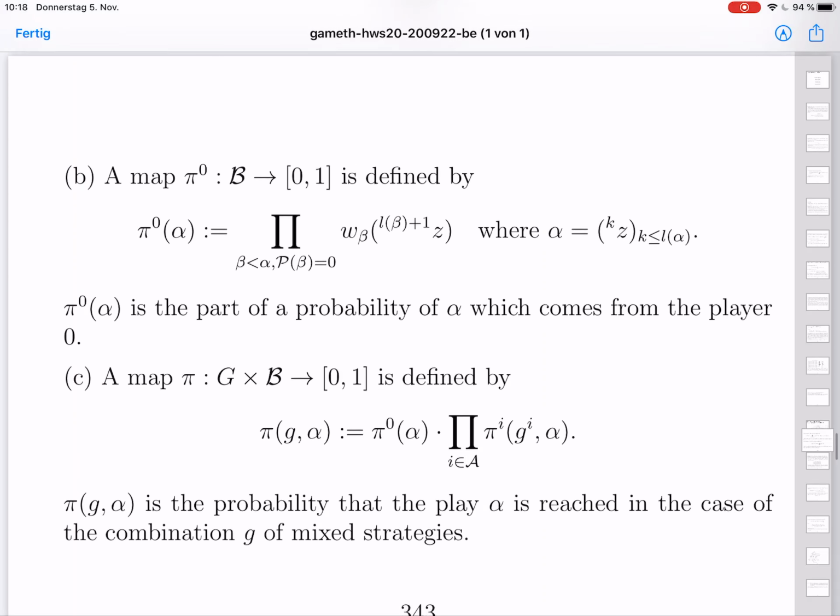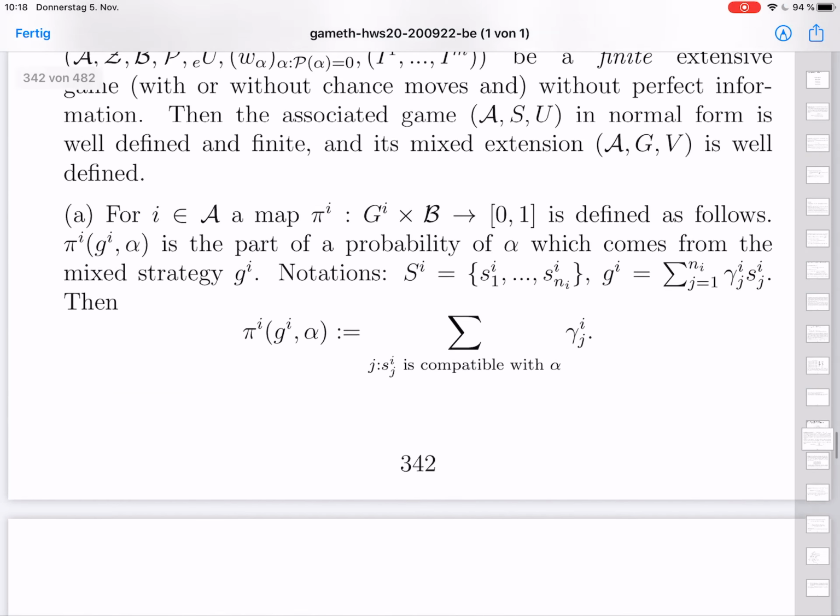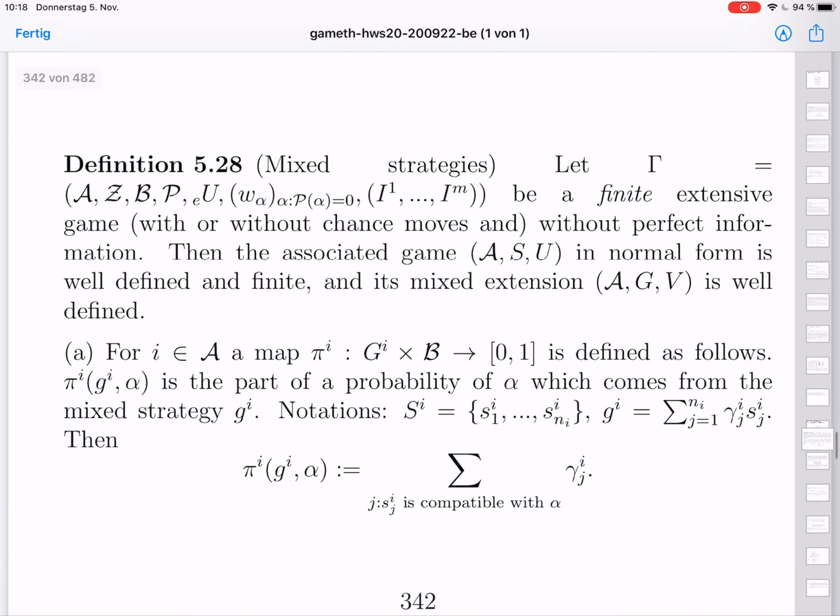And now I have to carry out the definitions of the parts for the person players and the part for the player nature. Here's the part for the person players. I will define it for any person player I a pi upper index I from the set of mixed strategies of player I times the set of plays to [0,1]. And it is defined by the formula which you see.